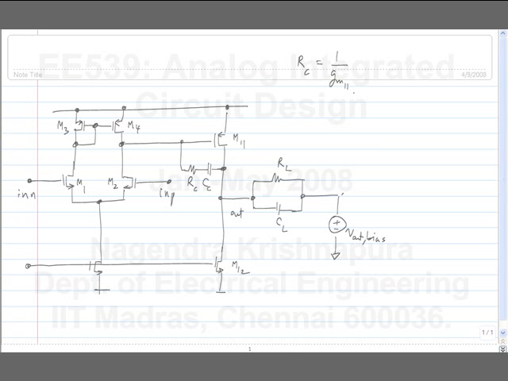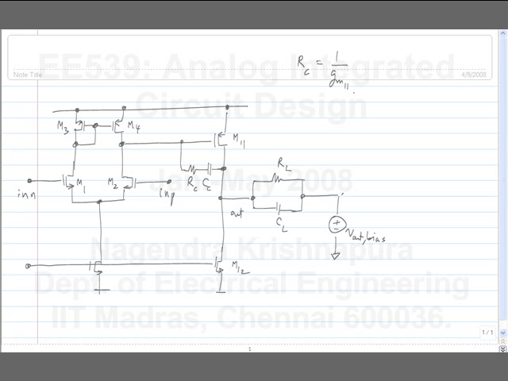So this is the standard topology for two-stage op-amps that's used. We have a differential amplifier driving a common source amplifier, and you use capacitance across the second stage for compensation. And we have a resistance in series with the compensation capacitor so that the right half plane zero is cancelled.